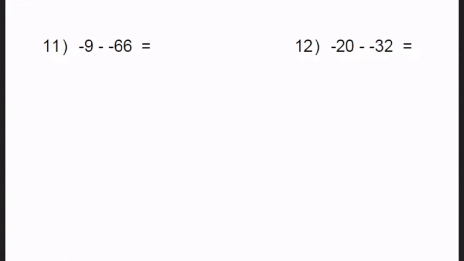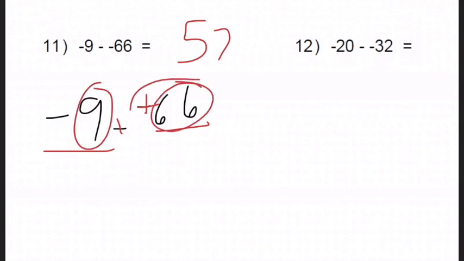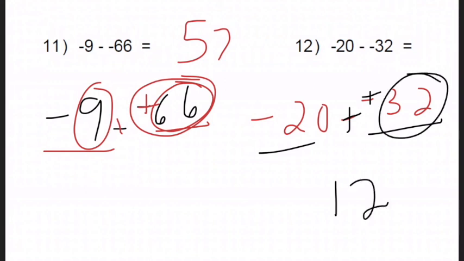So pause and then hit play. All right, so we have negative 9 minus a negative 66. So make it plus. Change this to a positive. So now I have 66 and a negative 9, so I subtract those two, and I get 57. And the absolute value of 66 is bigger than 9, so I take the sign of 66, which is positive. Negative 20 minus a negative 32. Change it to plus, and change the negative 32 to a positive 32. One's negative, one's positive, so I have to subtract, so I get 12. And the absolute value of 32 is bigger than the absolute value of 20, so I keep it as positive.